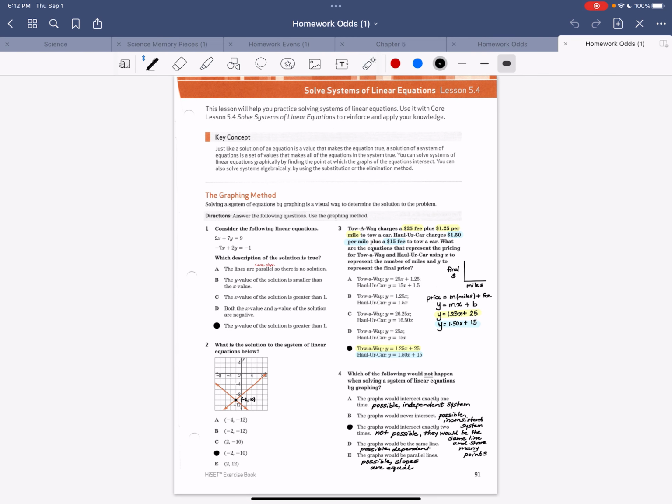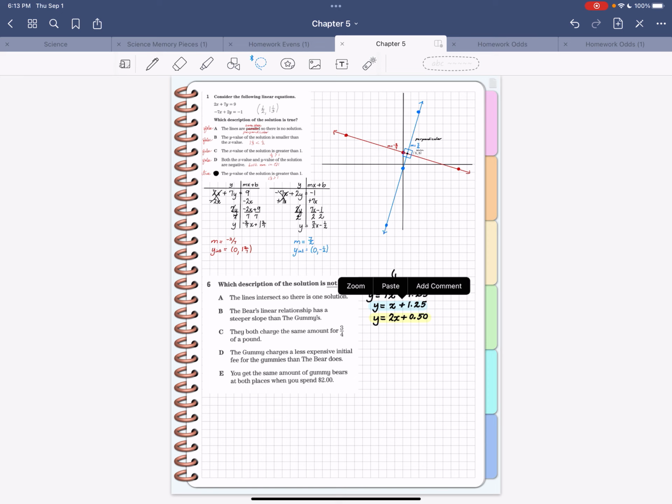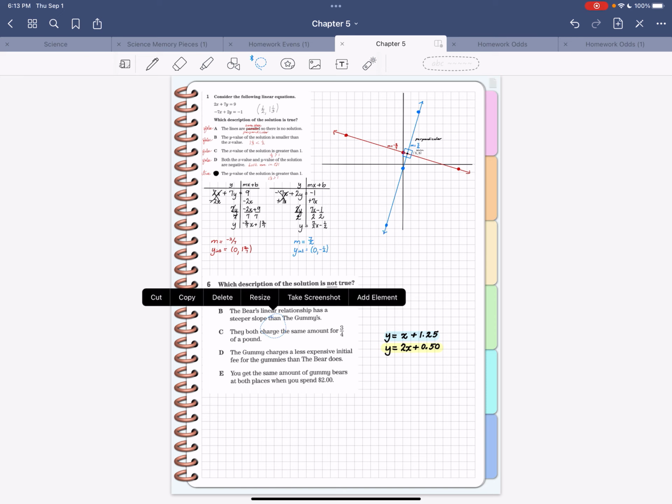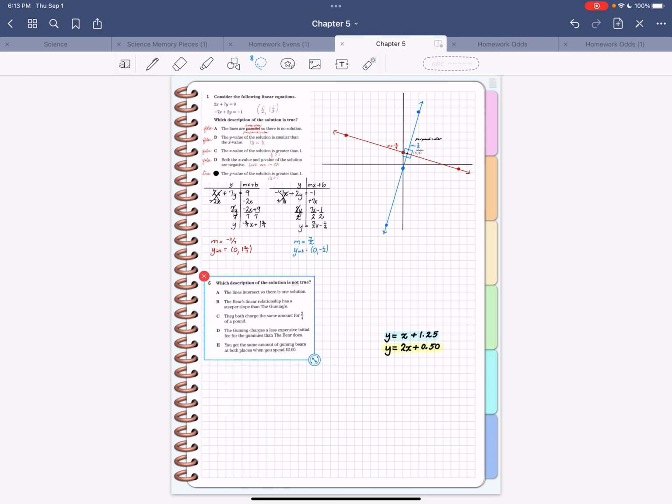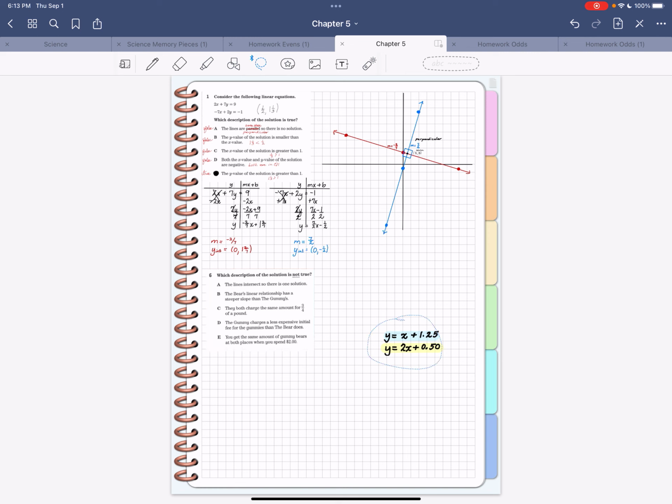All right, so let's take a look here at number 6. Now that we have these equations that we wrote, let me get rid of the parts that we don't need. It says, which description of the solution is not true? Now you might be thinking, what solution? What are they talking about? Well, we have to get a solution for this system that we just wrote. So I'm going to do that by graphing.